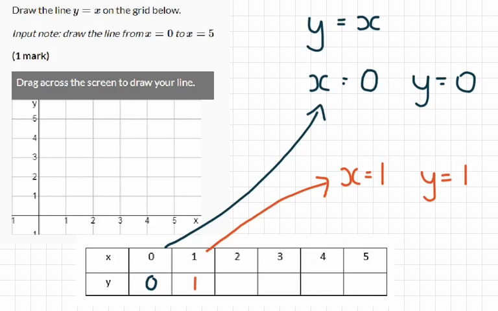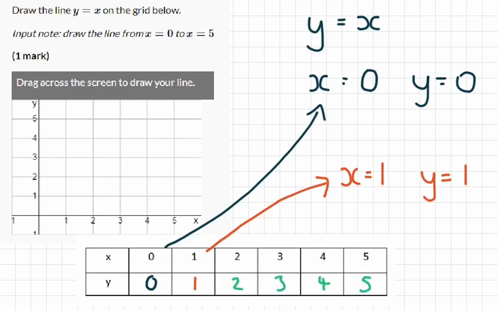So for example here, when x is 0, if y equals x, then y must also be 0. So in the table, underneath x equals 0, we can put y equals 0. When x equals 1, if y is the same as x, then we can say that y is also 1.